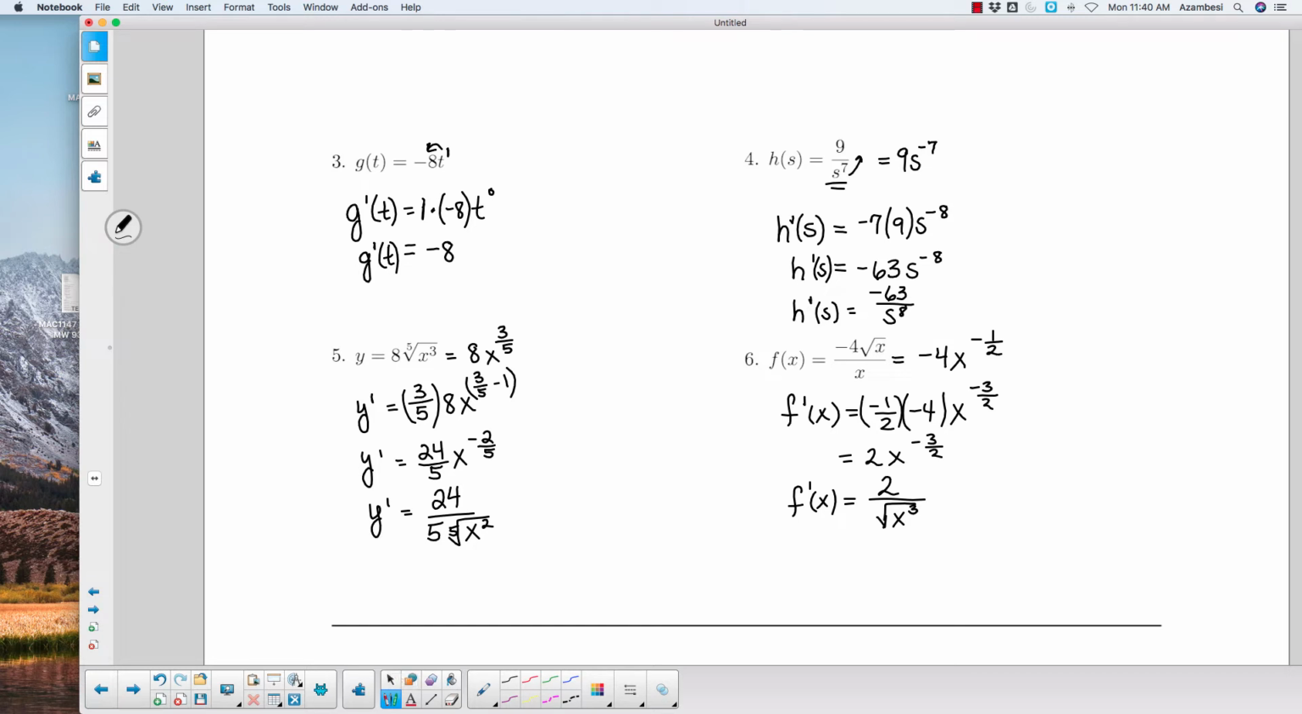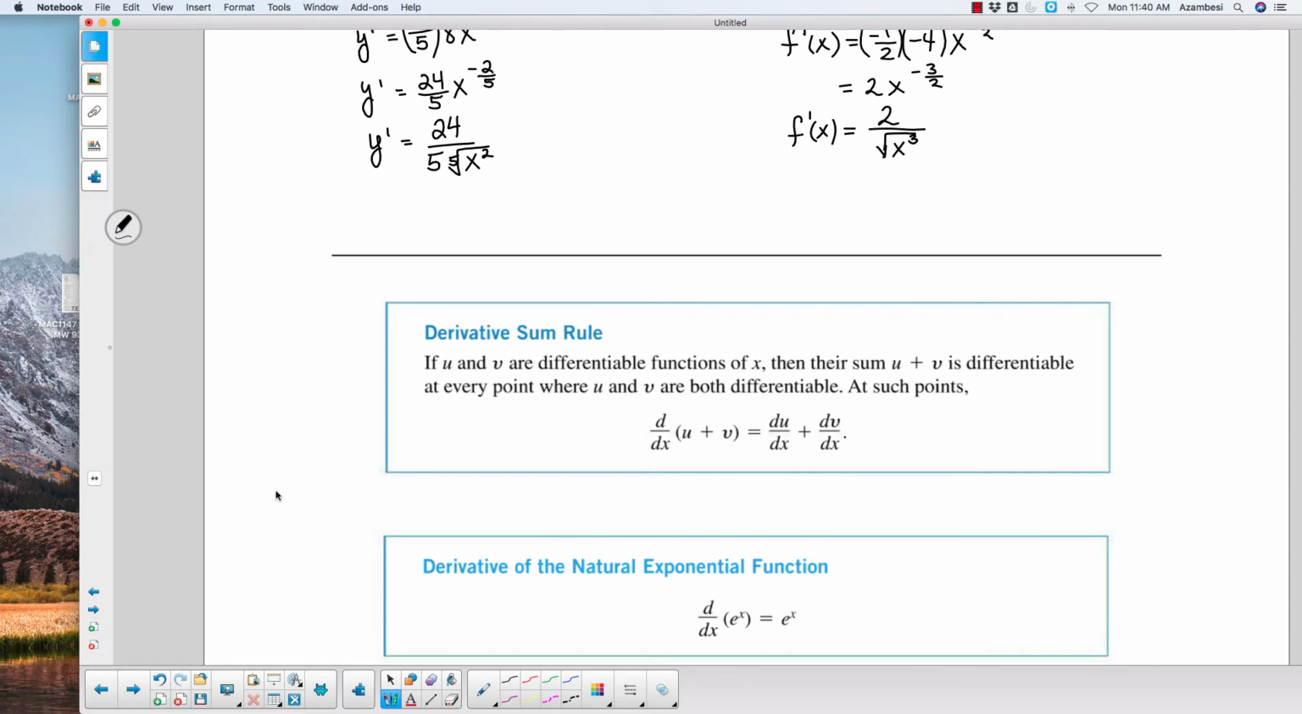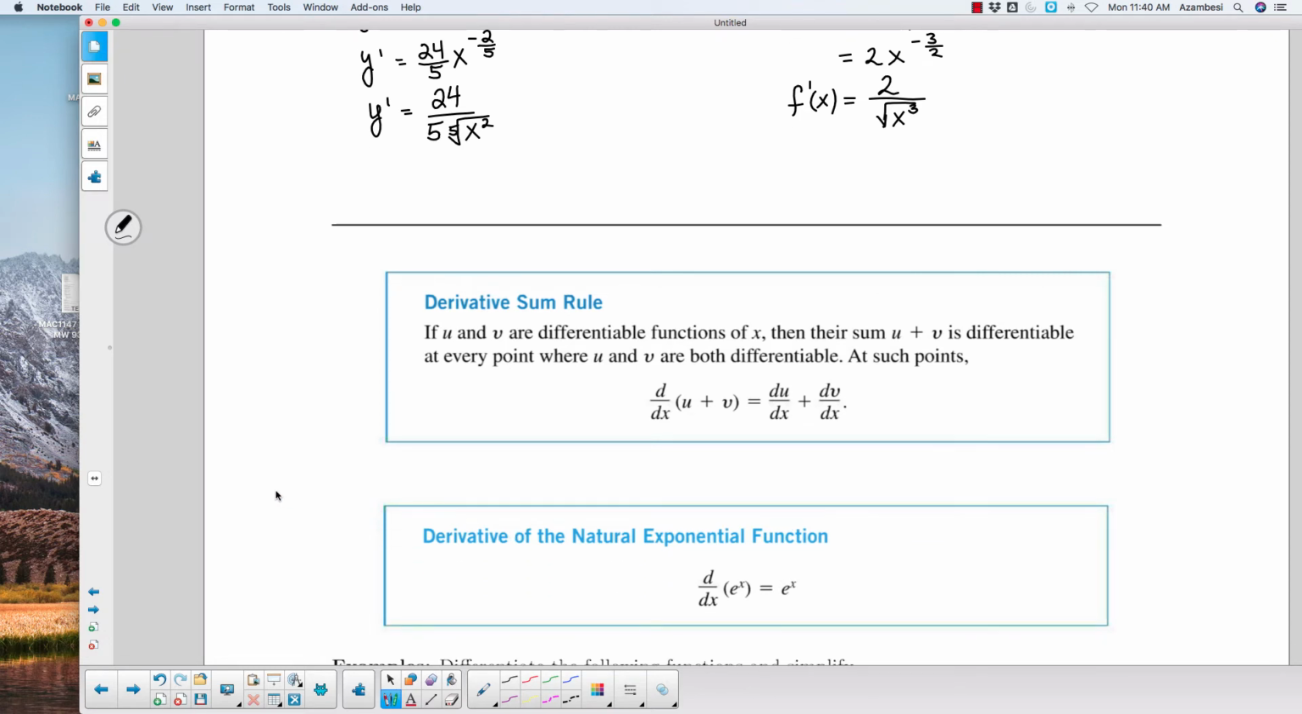Now these have all been one-term derivatives, but it's not limited to one term. So you could have something with multiple terms, and the sum rule allows us to take the derivatives of something that is more than one term. So this basically says if I want to take the derivative of 2 things that are added together, then I get the derivative of one plus the derivative of the other. We use this for multi-term functions.